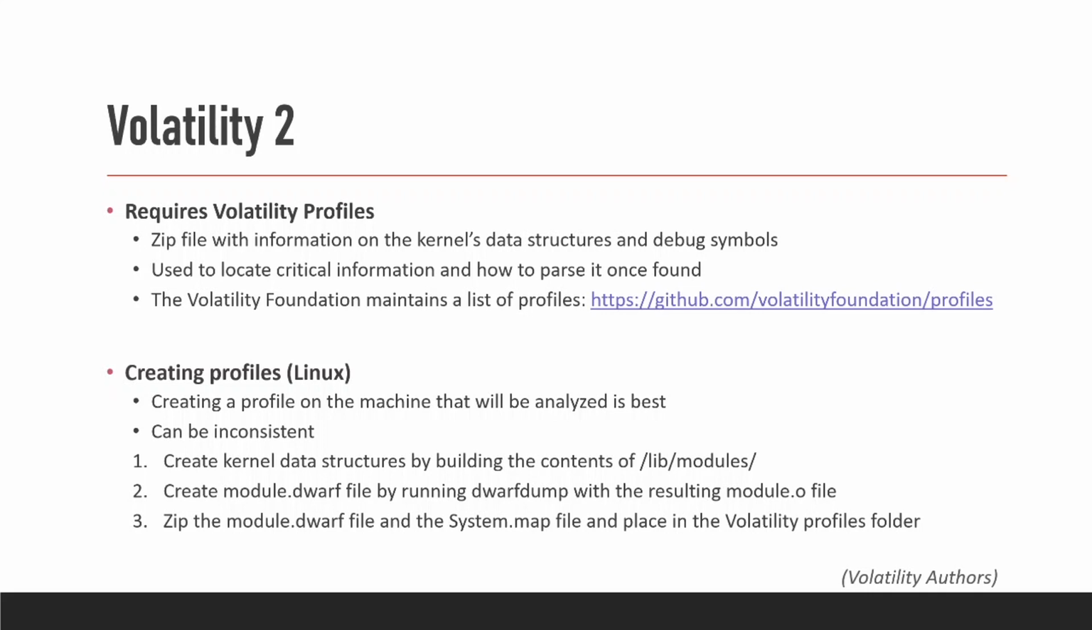Creating a profile on Linux can be inconsistent because they're so highly specific, but creating your own profile is always best. This can be done in the 3 steps I've outlined on the slide. You can create a kernel structure by building the contents of lib modules, and then create the module.dwarf file by running dwarfdump, the application dwarfdump, with the resulting module.o file from the previous step, and then zip the module.dwarf file and the System.map file and place them both in the Volatility profiles folder for it to identify.